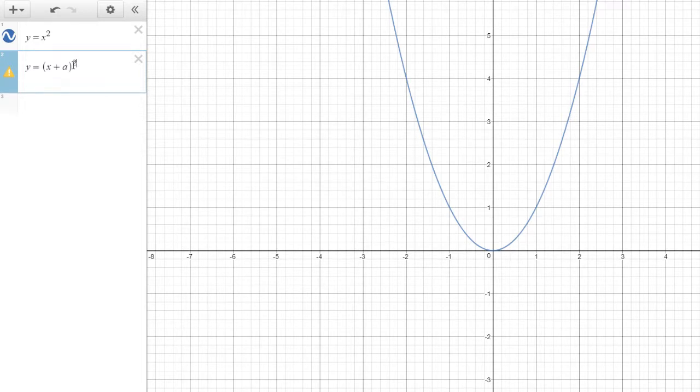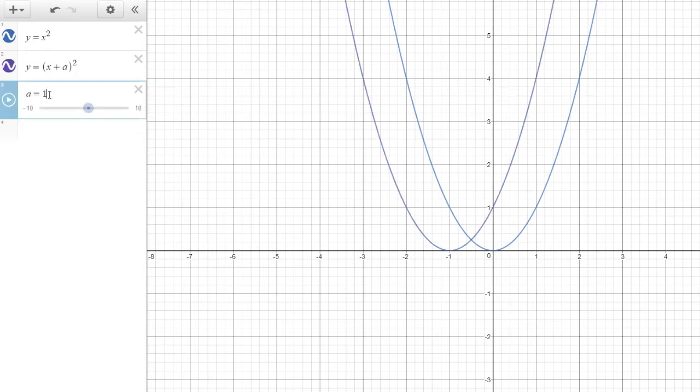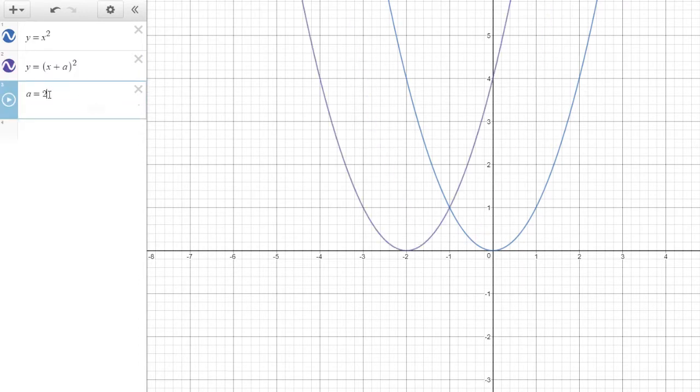Okay, now what again we can do is we can change this value a, we'll make it any value we want. So we know the example we did was a equals 2, so we'll put that value 2 in. There's the value 2. Okay, so we can see that the blue one there is the original y equals x squared, and the purple one there is the new one, which is x plus a squared. Now we'll notice whenever a is a positive value, it slides the function along in the negative x-axis.